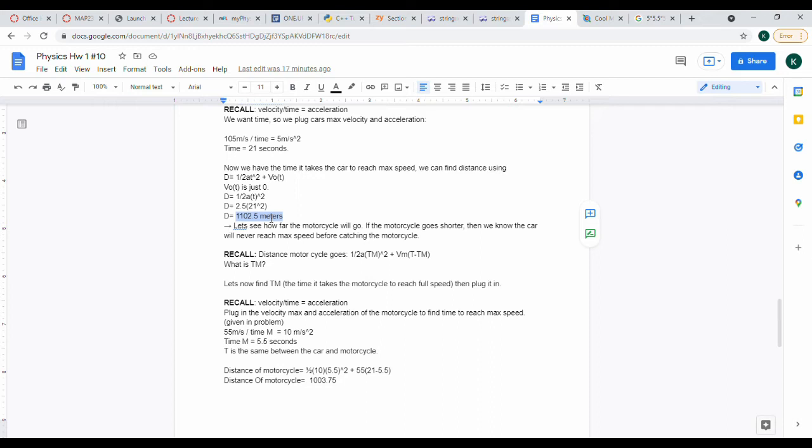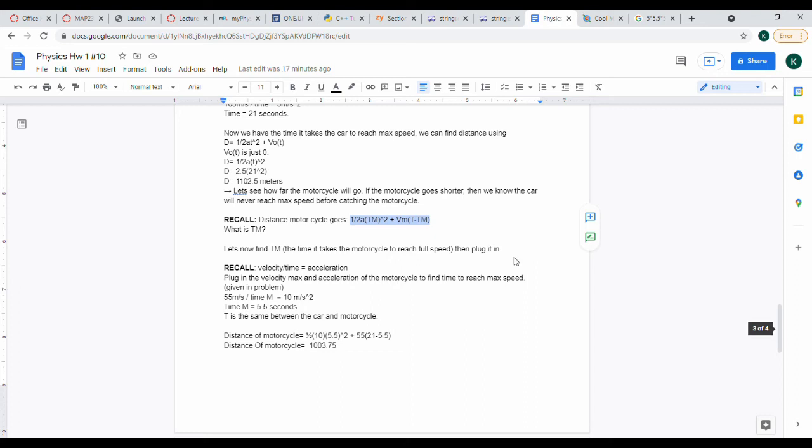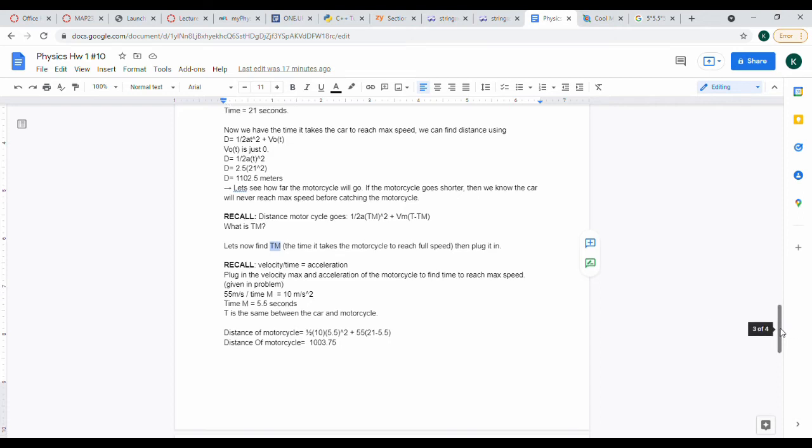So we'll see how far the motorcycle will go in this same time. Recall this formula that we used for the motorcycle to find the distance. We can find this time to reach maximum velocity the same way we found the time to reach maximum velocity for the car, velocity divided by acceleration, except you plug in the bike's velocity and the bike's acceleration. And it should be less than for your car. In my case, it's about 5.5 seconds.